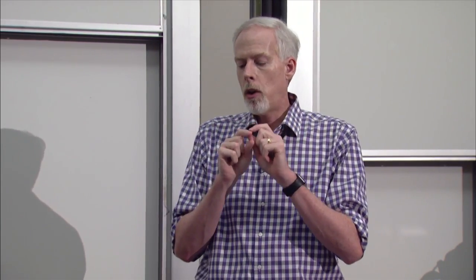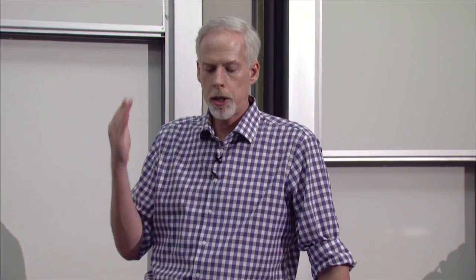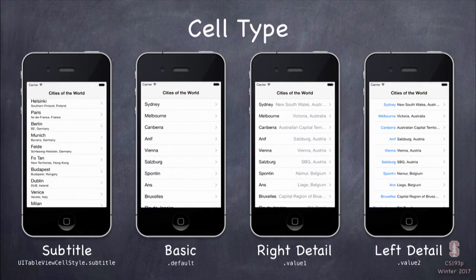As for the type of the cell, like each row, there are 4 predefined types, and then there's a custom type. The 4 predefined types are subtitle, where you have a title and a little smaller text subtitle under it. There's default, which is the same except there's no subtitle. There's value 1 and value 2, which are just like subtitle, except the little thing underneath is in a different spot. It's either blue and to the left, or grayed off and to the right. But it's just how it's laying out the basic information there.